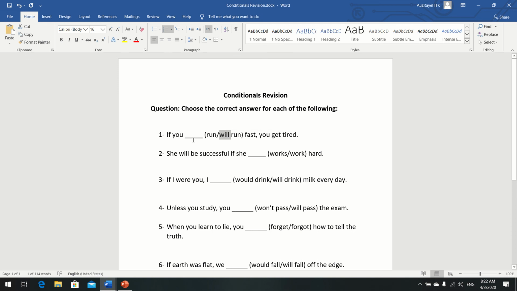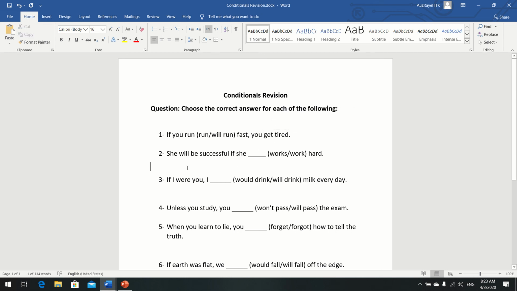Okay, so the first sentence says, if you run fast you get tired. To answer this question we need to look at the second part, get tired, which is verb 1. Get is a verb 1. So which one of the conditionals has verb 1 on both sides? That is type 0. So type 0 says, if you run fast you get tired. Why did we choose type 0? Because the second part here is a verb 1 as well.